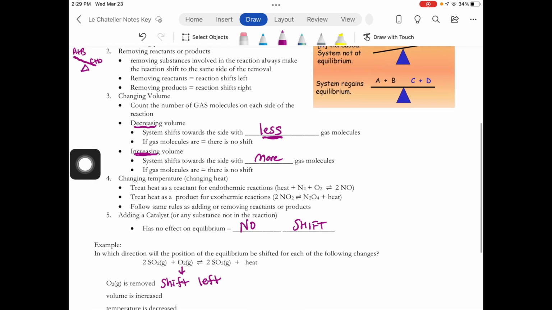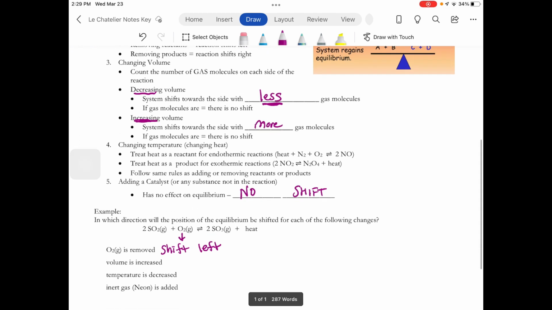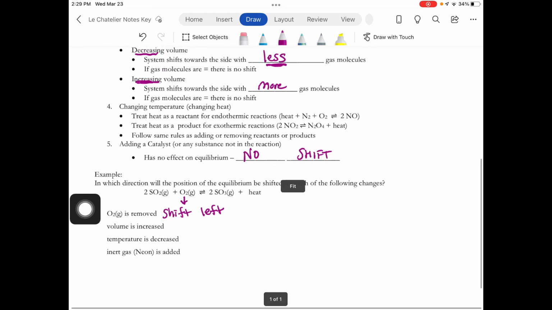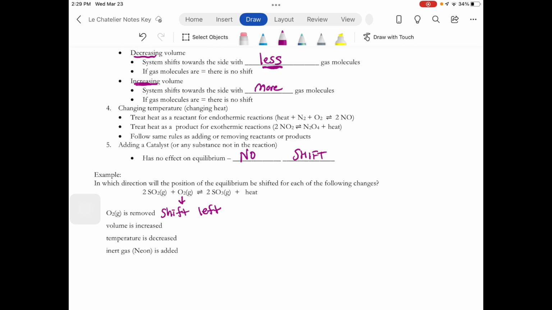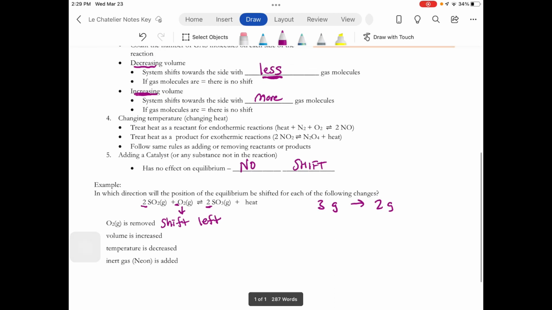When the volume is increased, we want to count the number of gas molecules on each side, and it's going to shift towards the side with more gas molecules. In this reaction, I see 1, 2, and 3, so 3 gas molecules on the left. Over here we just have 2 gas molecules. We want to increase it, so it needs to go to the side with more. We have more gas molecules on the left, so it's going to shift left.